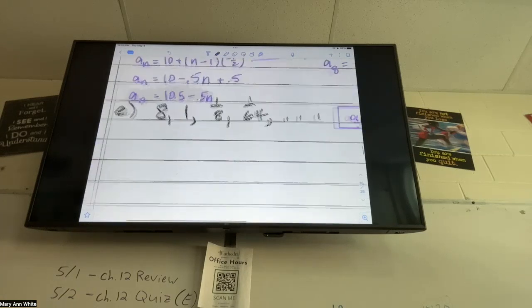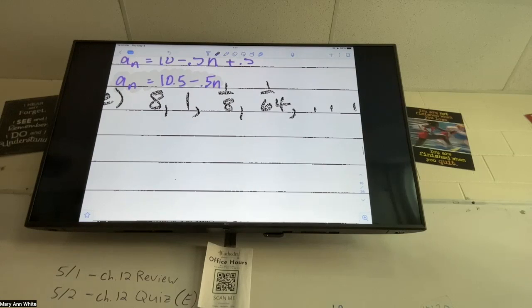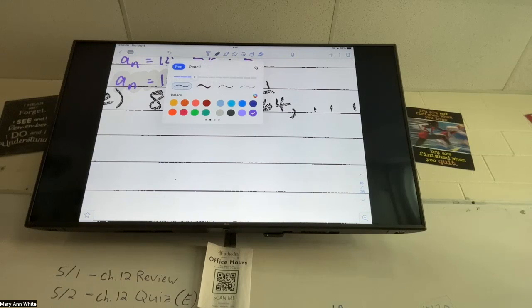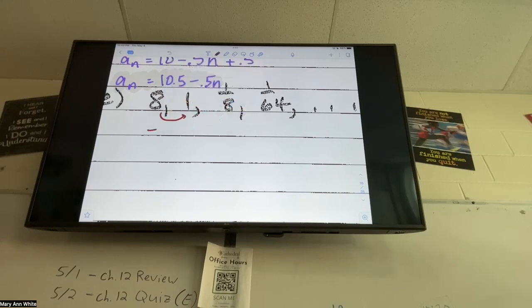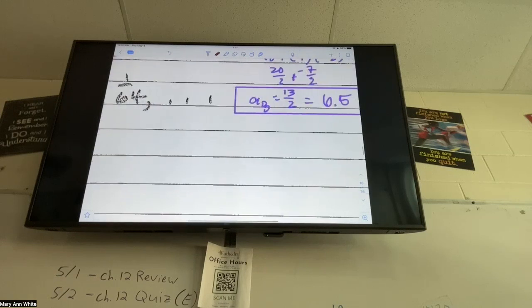What's going on here? Arithmetic, geometric? Geometric, divided by 8. 1/8. Good. I like that you put it that way, Ava, instead of doing divided by 8. Dividing by 8 is definitely correct if that's what you want to do. I like thinking of it as times 1/8 because that's going to be my common ratio.